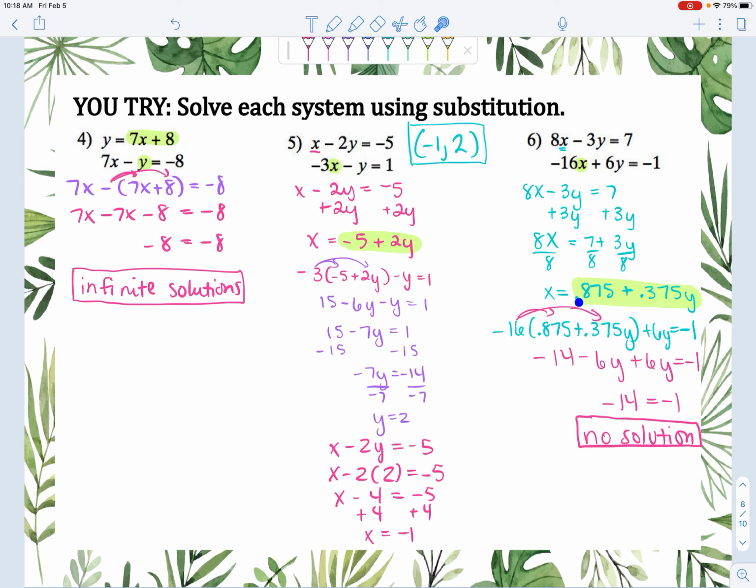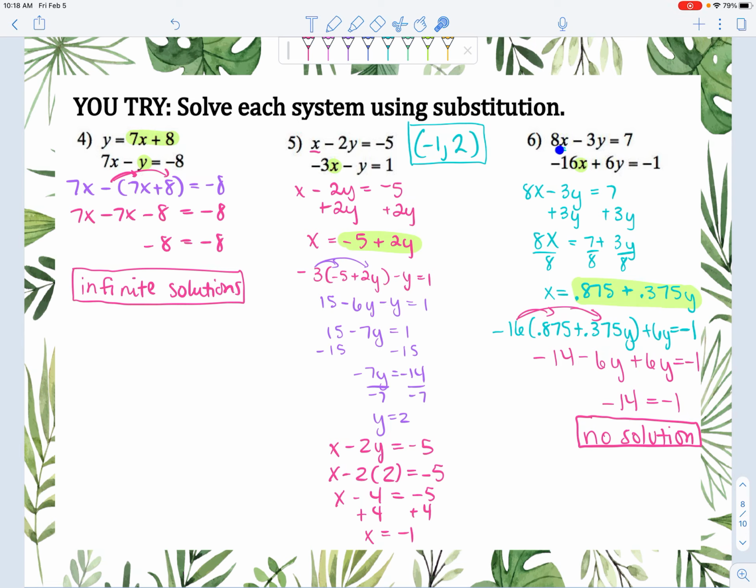So I'm going to take that algebraic expression equal to x, substitute it into the x in the other equation, which would be the bottom one. When I attempted to solve for my variable y, I got a false statement. I got a false equation, so this is no solution. So these types of systems here for number 6, those are the particularly challenging ones.